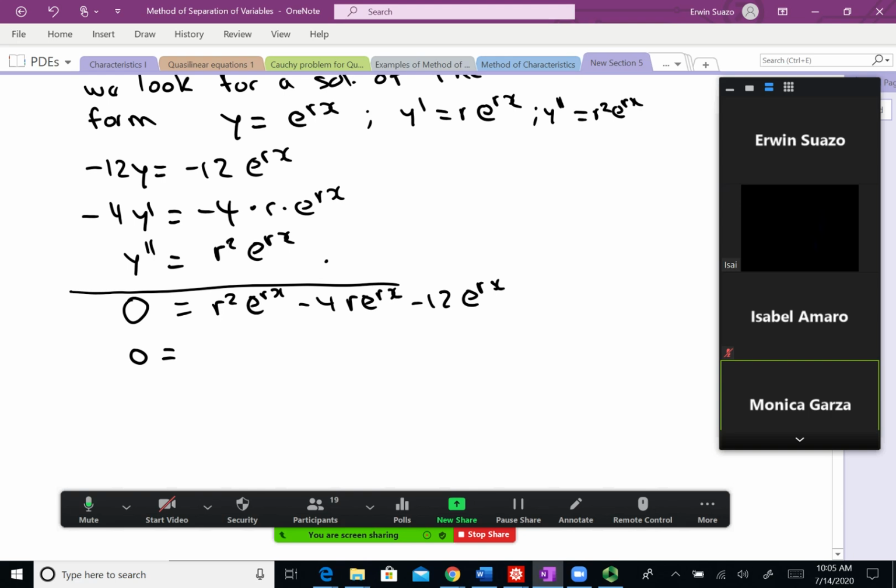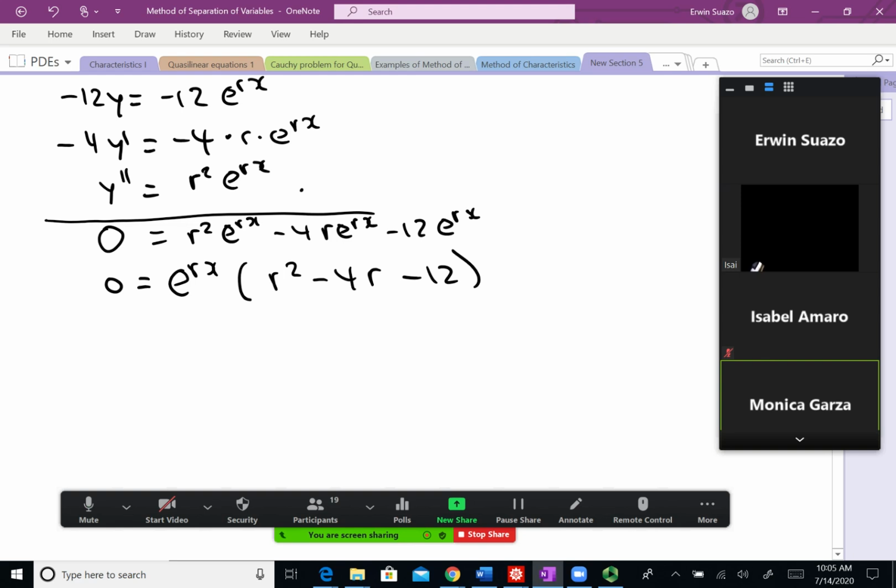Yeah, I simplify what? Yeah, but tell me what I'm gonna factor. Yeah, so I factor e to the rx, then I get r squared minus 4r minus 12, right? And now what should we do? What can we do? We can factor, that's true.